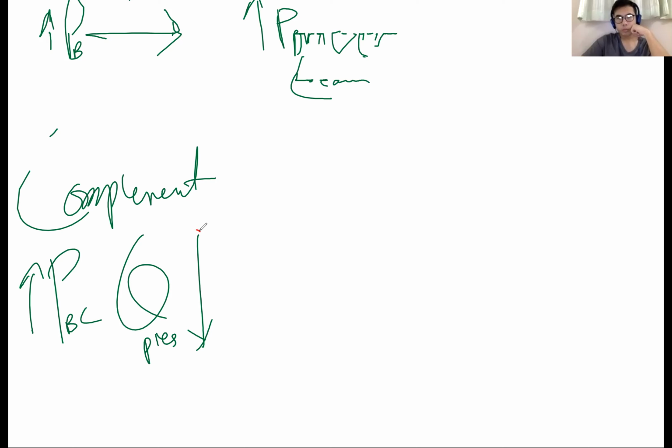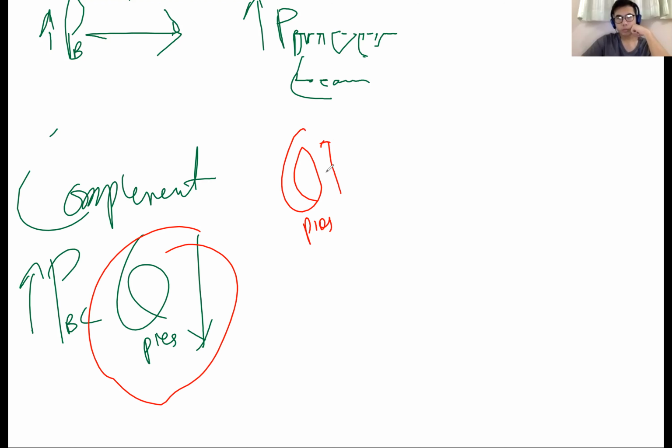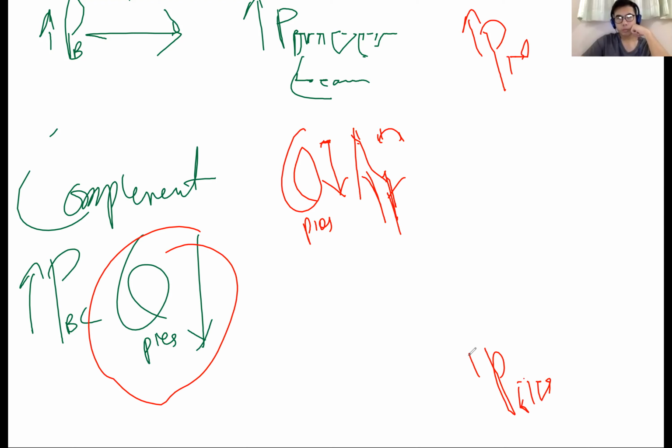So if pies' quantity decreases, the law of demand says that the pie's price must have gone up. When the pies' price has gone up, and pies and vanilla pudding are also complements, so what happens to the vanilla pudding, VP, quantity? It goes down, right?